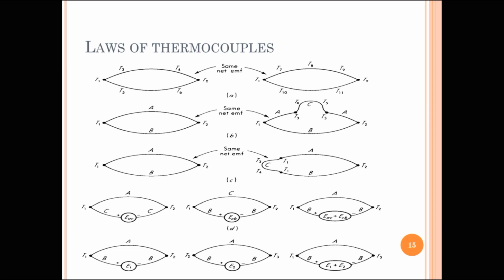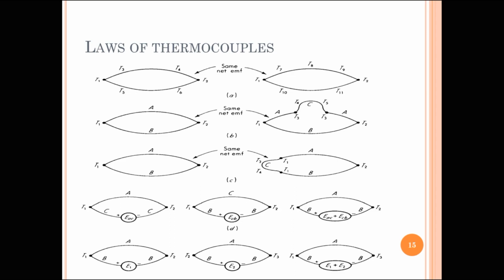Third, if metal C is inserted between A and B at one of the junctions, the temperature of C at any point away from the AC and BC junctions is immaterial, as long as the junctions AC and BC are both at the temperature T1, the net EMF is the same as if C were not there. Fourth one, if the thermal EMF of metals A and C is E_AC and that of metals B and C is E_CB, then the thermal EMF of metals A and B is E_AC plus E_CB. See the diagram.